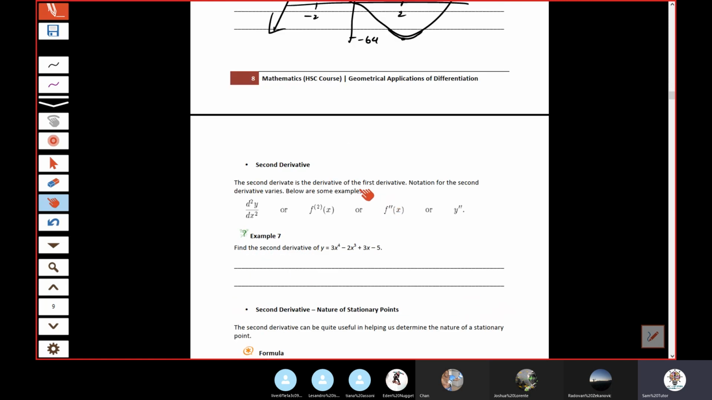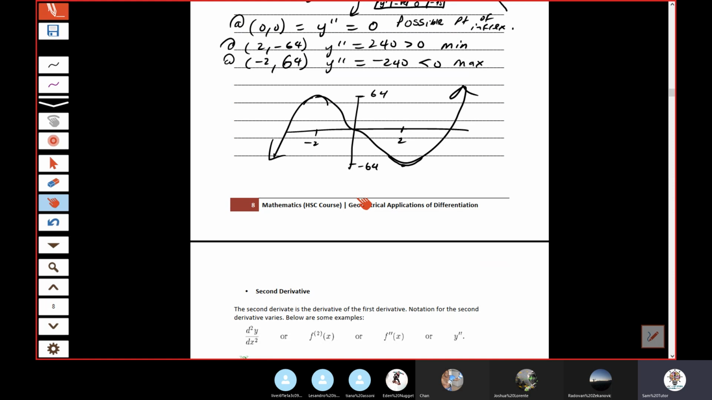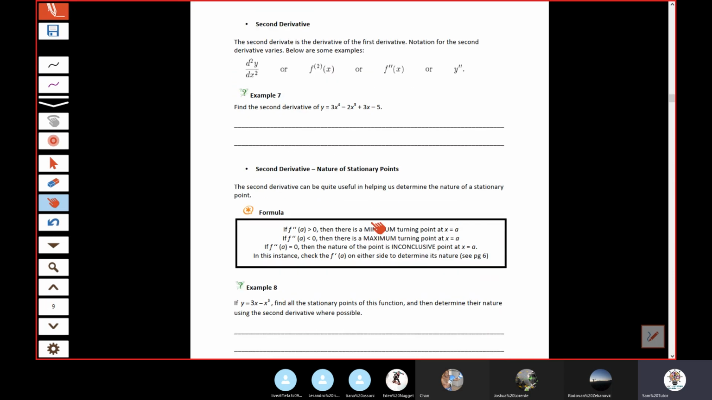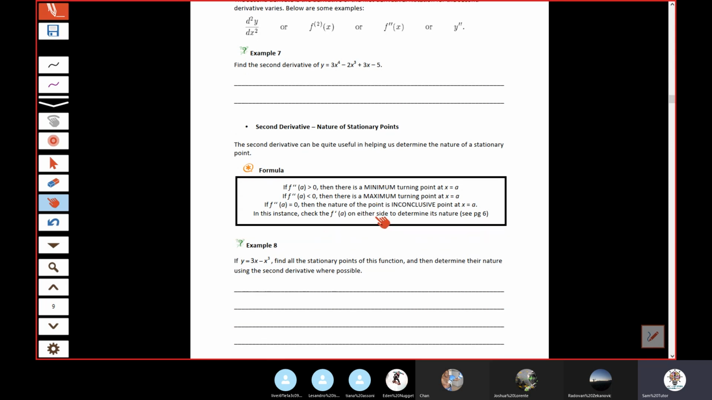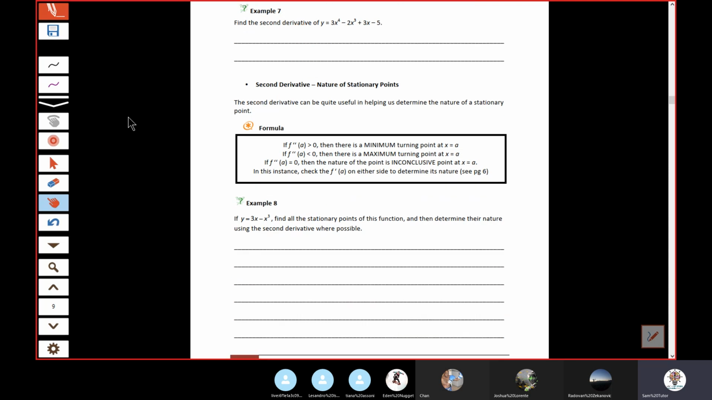Second derivative. Let's start that. Ready? That's a good graph. Second derivative. Well, you guys just did it. So to find the second derivative, you just got to differentiate twice. And then, example 8. If you want to read your notes, you can. But example 8, find all stationary points and determine their nature using the second derivative method where possible. So example 7 and example 8. Easy.